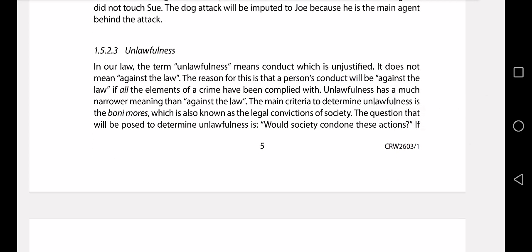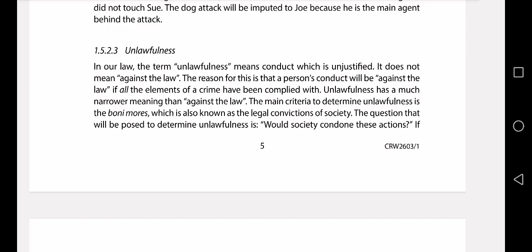Unlawfulness. In our law, the term unlawfulness means conduct which is unjustified. It does not mean against the law. The reason for this is that a person's conduct will be against the law if all elements of a crime have been complied with. Unlawfulness has a much narrower meaning than against the law.